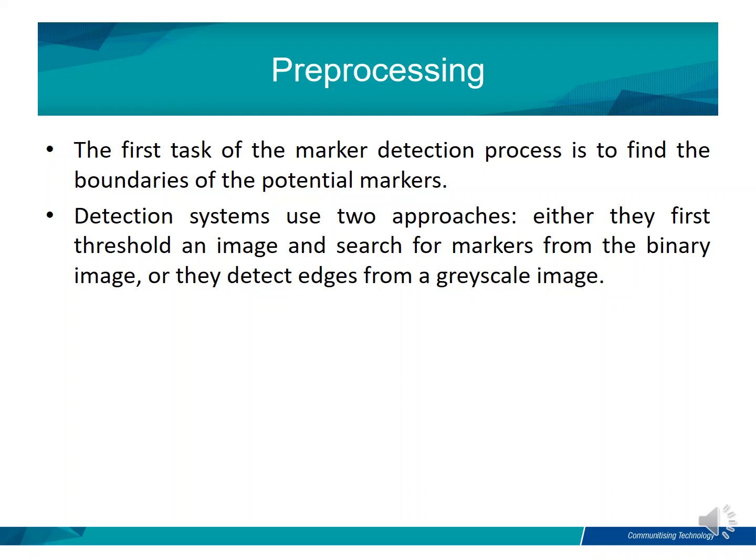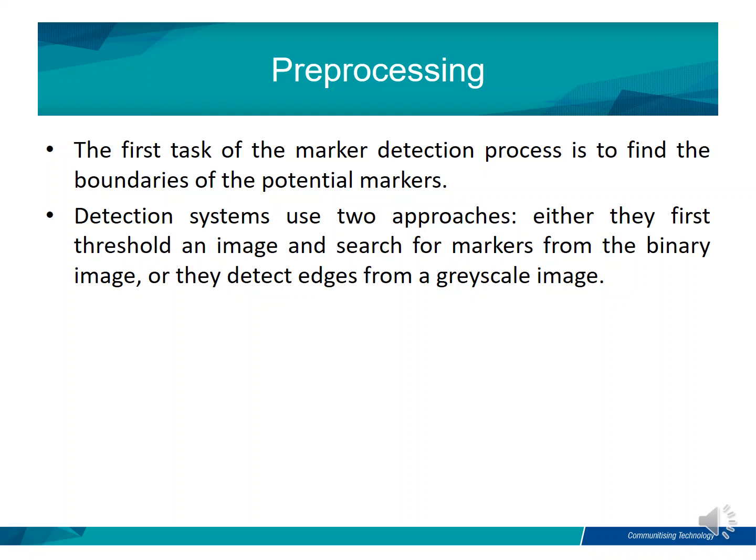Like I mentioned before, the marker tracking procedure involves pre-processing. What happens inside this pre-processing is that the first task of the marker detection process is to find the boundaries of the potential markers. The detection system will use two approaches: either threshold an image and search for markers from the binary image, or detect the edges from a grayscale image.